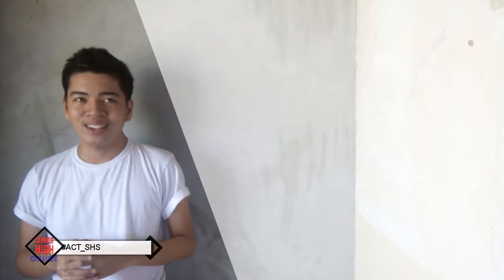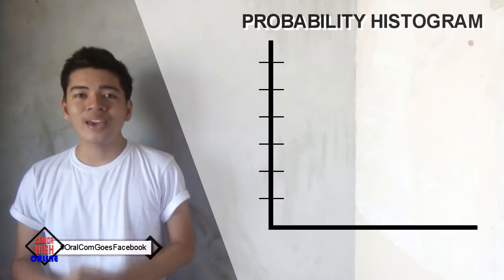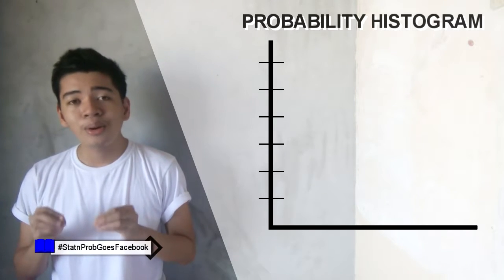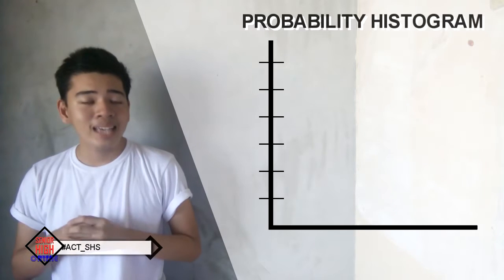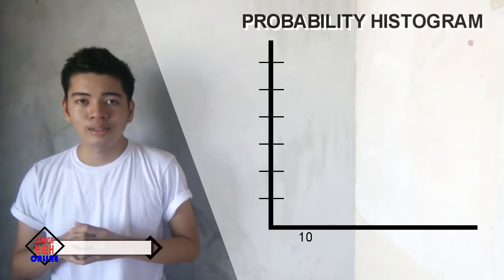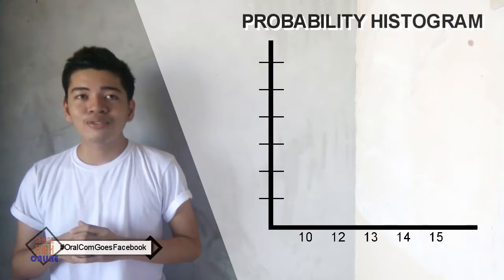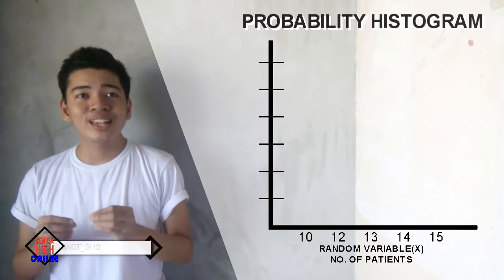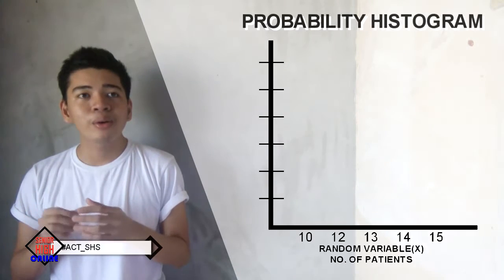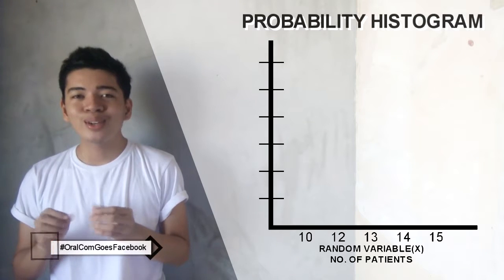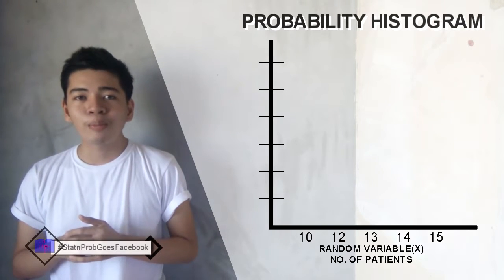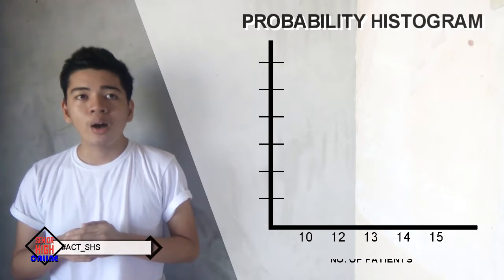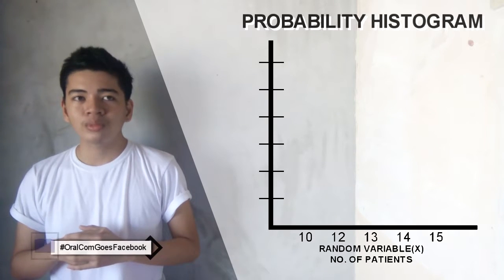So let's draw two lines, the x-axis and the y-axis. Since the definition says that the possible values or the random variables are on the x-axis, then we'll write 10, 12, 13, 14, and 15 on the x-axis. Then of course the definition says that probabilities are on the y-axis, then we'll write 0.60, 0.30, 0.20, 0.40, and 0.60 on the y-axis.